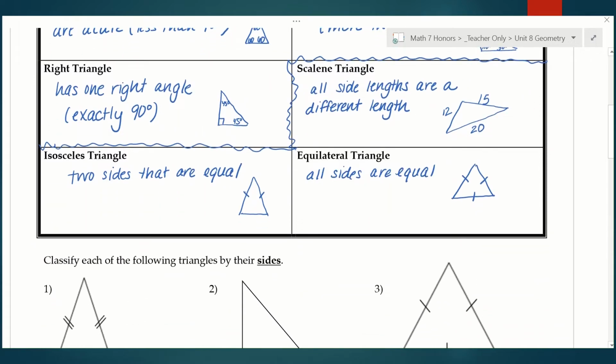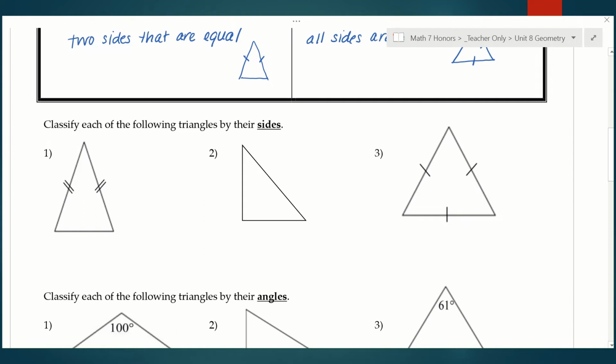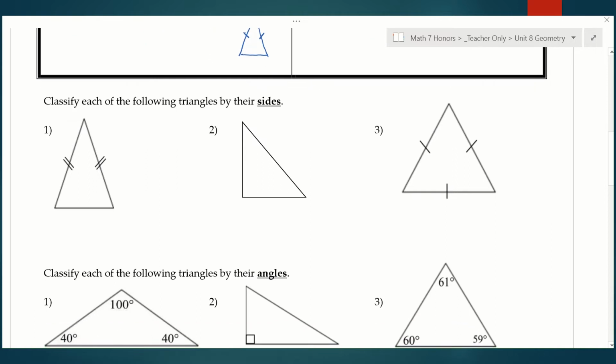Okay, so it's important that you know which of those terms classifies triangles by their angles versus by their sides. So what we're going to do to practice this is we are going to classify these three triangles by their sides. Okay, so your choices are equilateral, isosceles, or scalene. Okay, so number one, we can see that the two sides marked are equal. That's what those marks mean. And so if two sides of the triangle are the same, we say that that is isosceles.